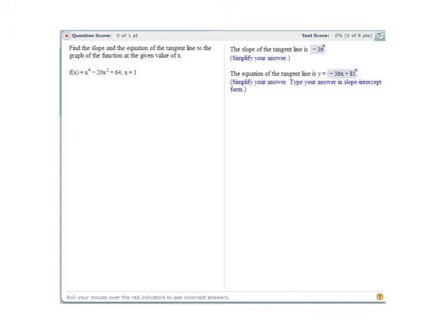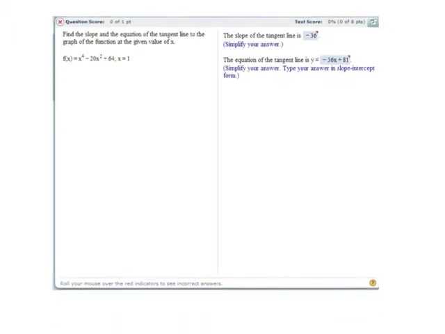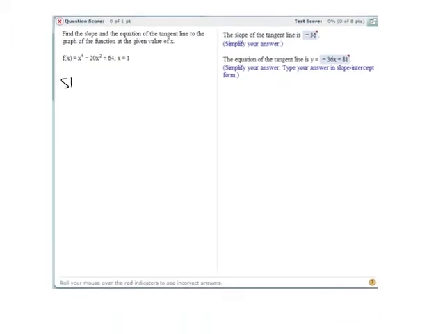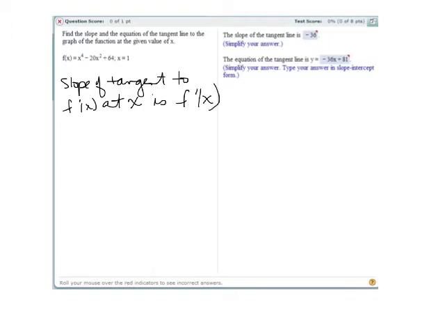So the slope of the tangent to f at x is f prime at x. So that's going to be our m, right? So that's going to be our slope. So we first need to find that.